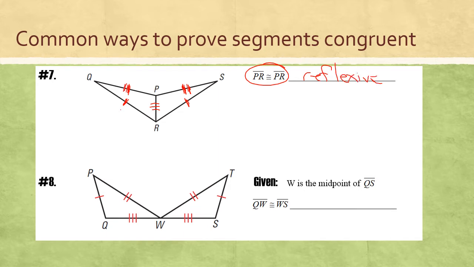The reflexive property. Okay. On number 8 here, if W is the midpoint of QS, so W is the middle of the segment QS, well then you know that QW, this segment, is congruent to WS, and I know there's a triple tick mark there, but we know that's a fact because that's what a midpoint does. It's the definition of midpoint. A midpoint is going to be in the middle. It's going to cut that segment into 2 equal pieces.